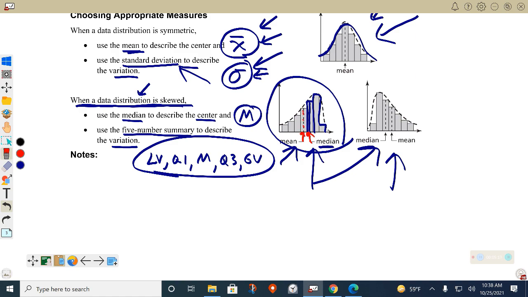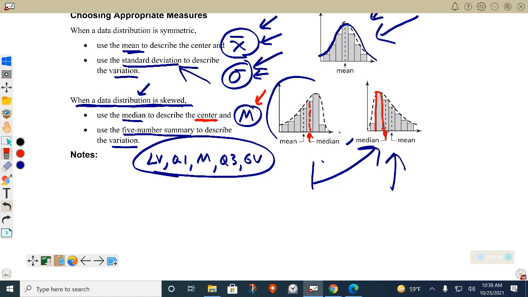That's why we wouldn't use the mean to describe the center if data is skewed. If data is skewed, we use the median to describe the center, because notice where the median's at. It's right here, and it'll balance out all the bars. And notice the same over here. If data is skewed to the right, see, most of the data is right here. Most of the bars are on the left side. That means this is skewed to the right.